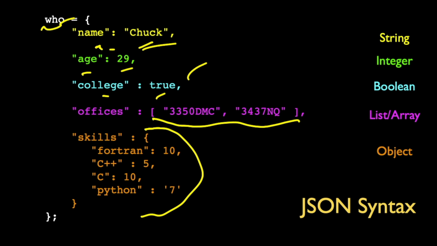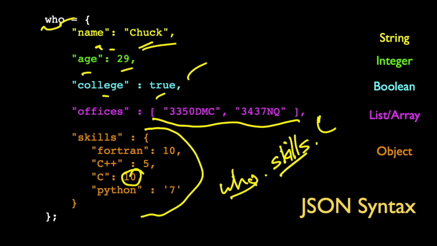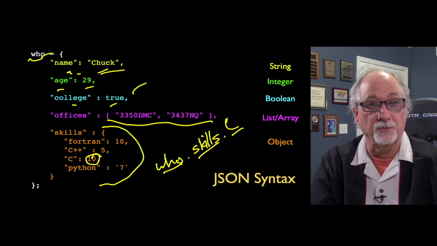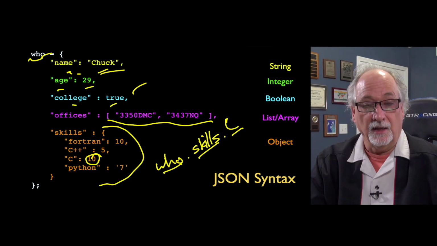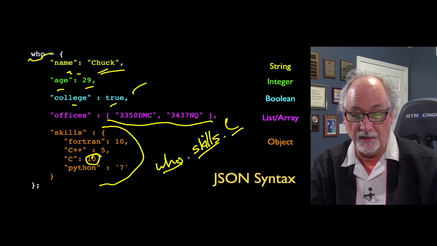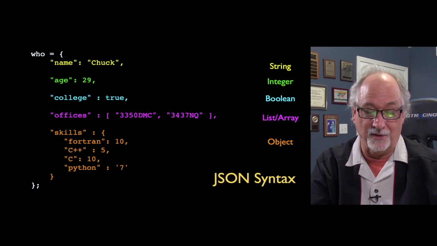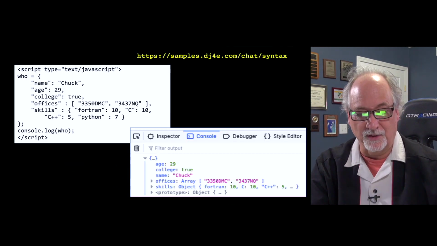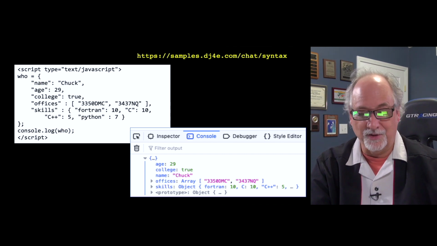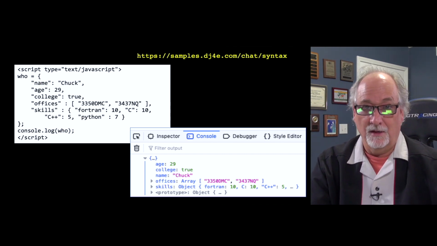So for example, if I wanted to get to this 10, I would say who dot skills dot C. And that would reference that number 10. That's just an object that has an attribute that is itself an object, and that's an attribute of the outer object. So that's the basic JSON syntax, and it's pretty easy. I rarely have to look it up, because it's so intuitive, and that's one of the things a lot of people really like about the JSON syntax.